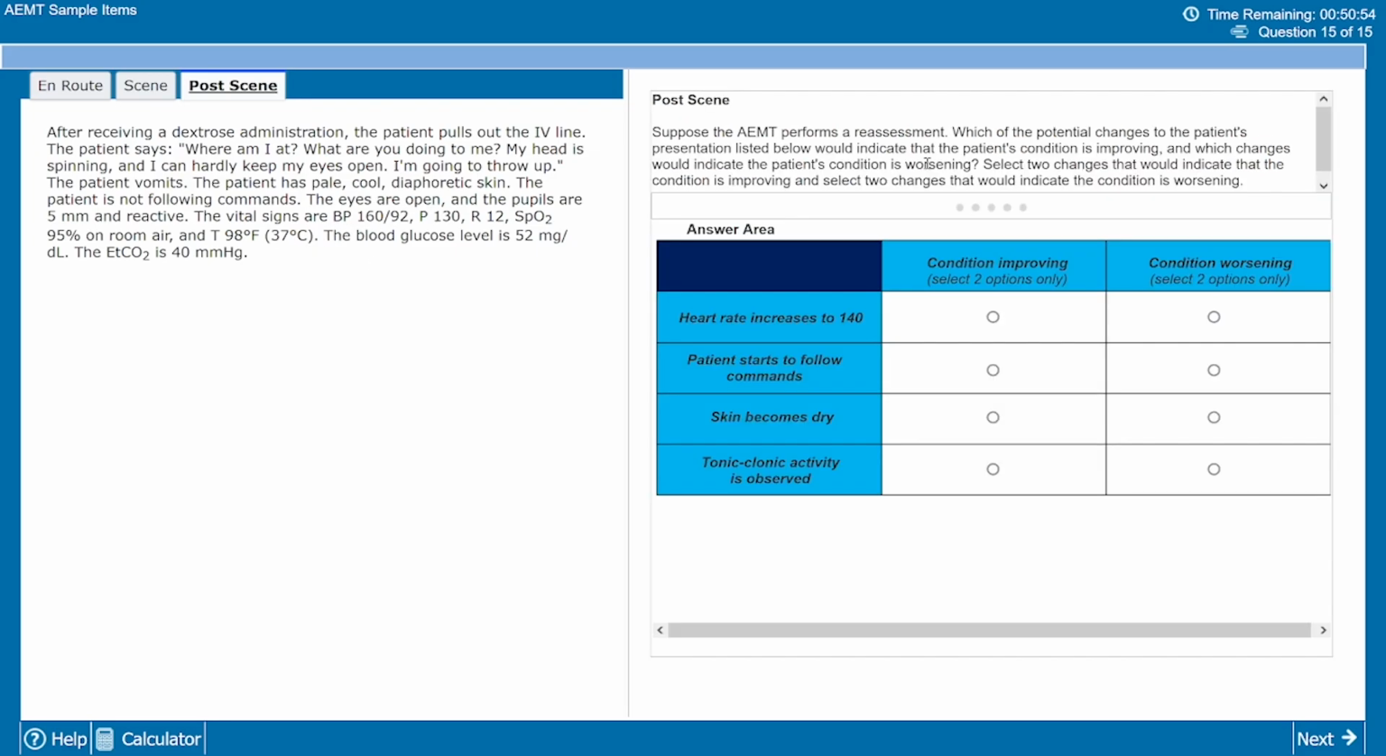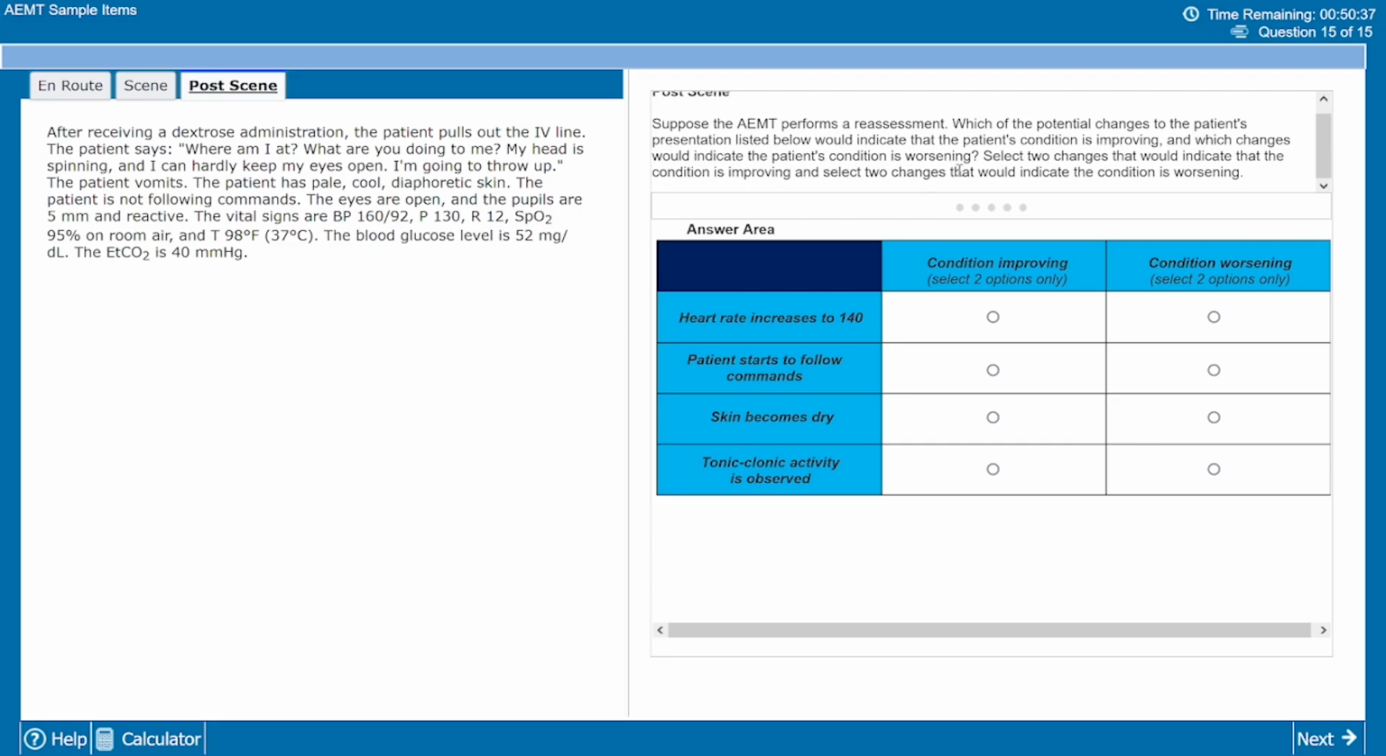So the last question is, suppose the AEMT performs a reassessment. Which of the potential changes to the patient's presentation listed below would indicate that the patient's condition is improving, and which would show that it's worsening? Select the two changes that would indicate that the patient is improving, and select the two changes that would indicate the patient's condition is worsening. So, what shows that the patient is improving and which one is worsening?